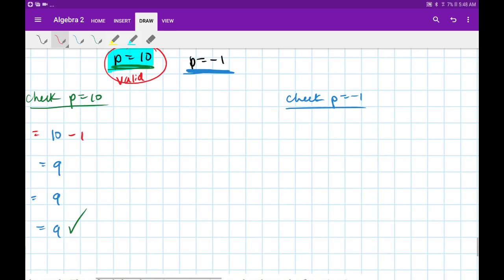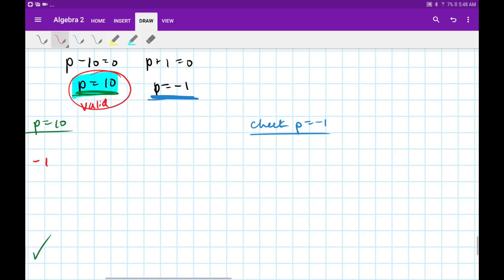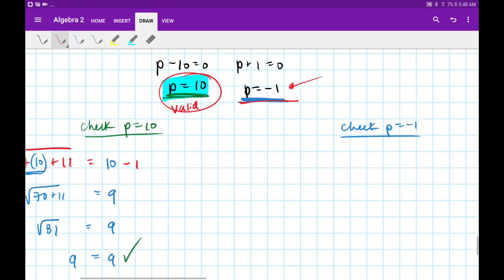The question's asking me for my extraneous solution, the one that doesn't work. So let's just make sure that it's the second one here by plugging it in. So instead of 7p plus 11, I'm writing 7 times negative 1 plus 11. Instead of p minus 1, I'm writing negative 1 minus 1. So these are the spots where I plugged it in.